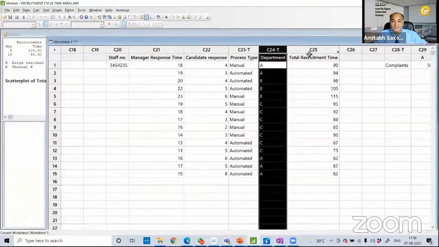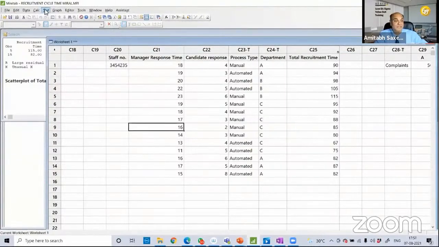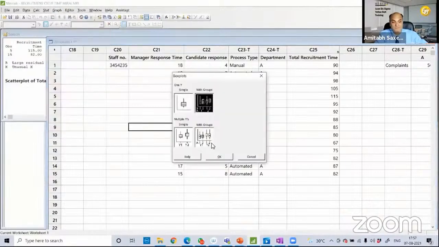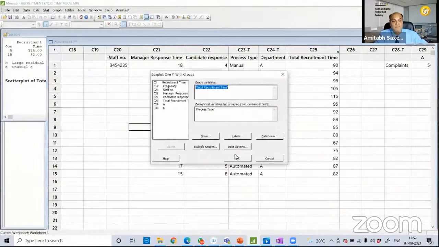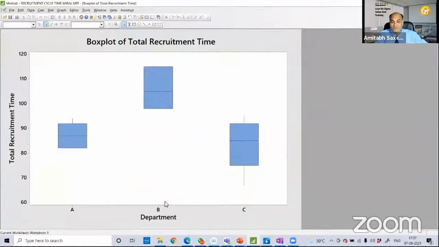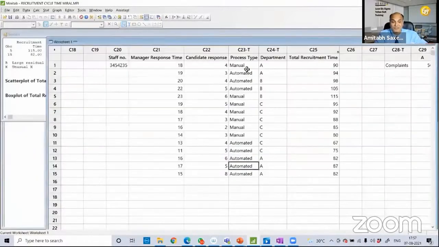Similarly, total recruitment time, is it impacted by the department? Is some department taking more time, some department less time? Department is attribute data, total recruitment time is continuous data. I will use a box plot. Okay, I used a box plot. Let me see, department. Yes, some departments are taking more time. So let me work on that. That is the root cause. Department B is taking more time. I will work on that. Department is a root cause.